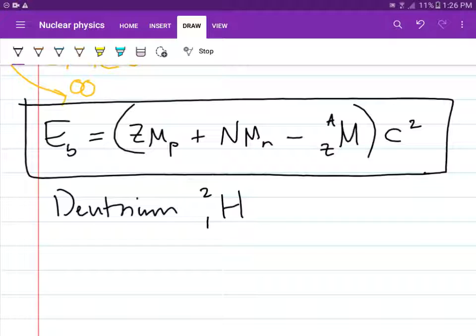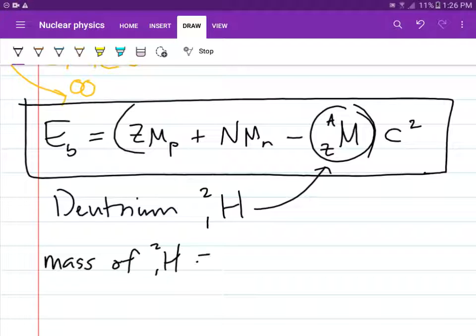If we are to weigh how much mass the deuterium nucleus has, it would be equal to this variable. The mass of deuterium is equal to 2.014, let's write it up to 0.2 atomic mass units.